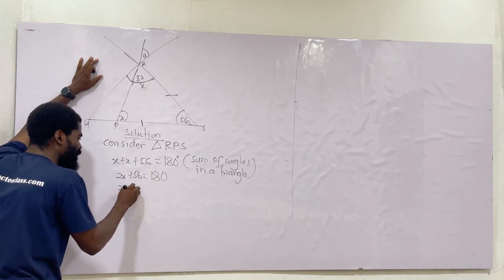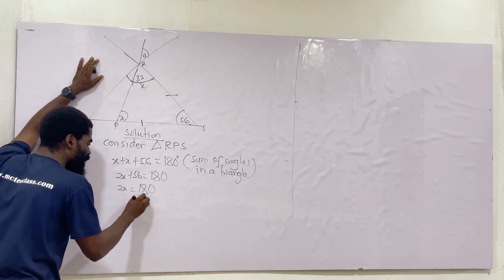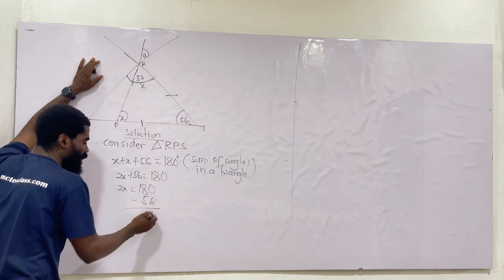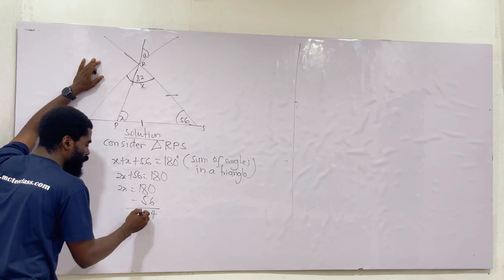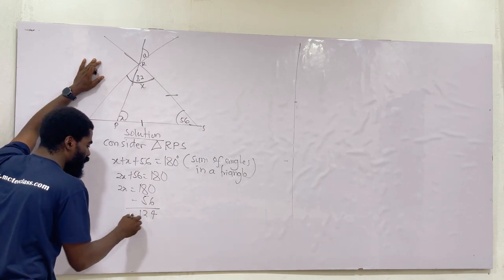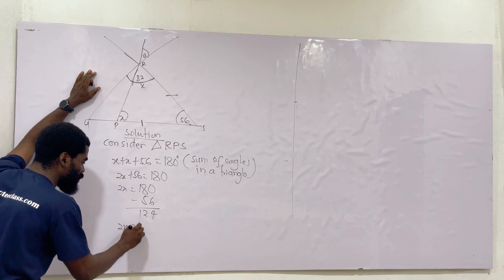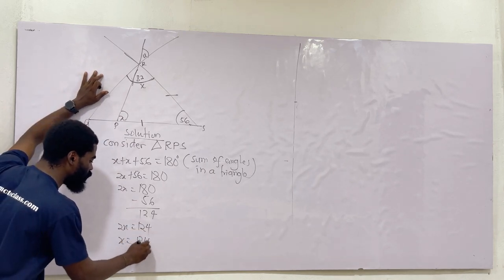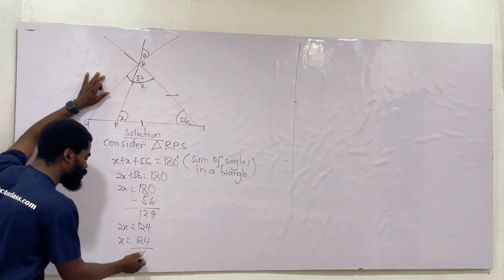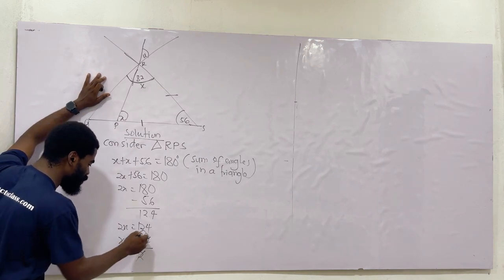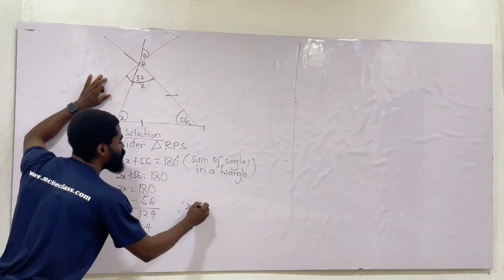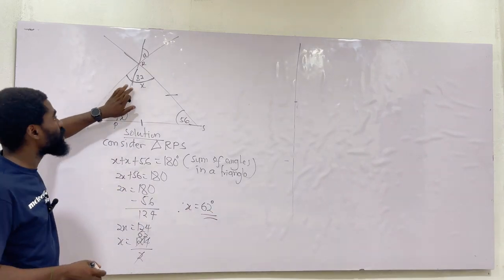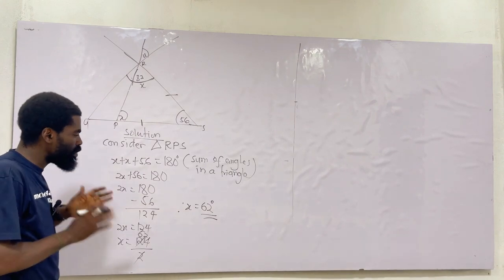That gives me 2x equals 180 minus 56 degrees. Then I subtract. Borrow 1, I get 10, that gives me 4, that's 7. So 2x equals 124. Divide both sides by 2, I get x equals 124 over 2. So therefore, x equals 62 degrees. Good. So now I have x equals 62 degrees.